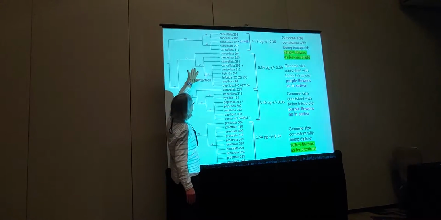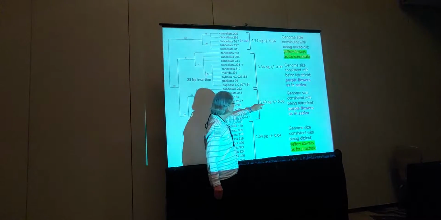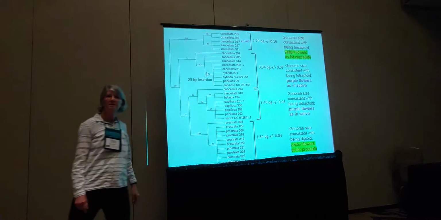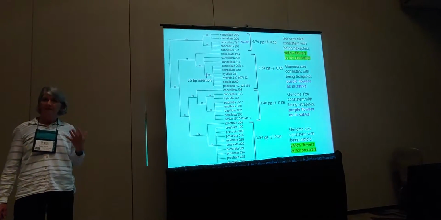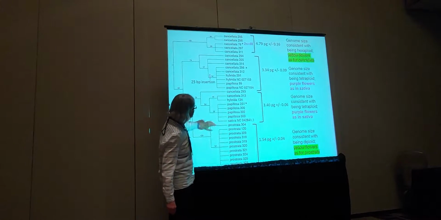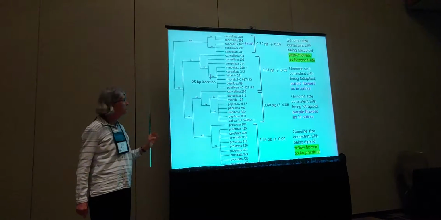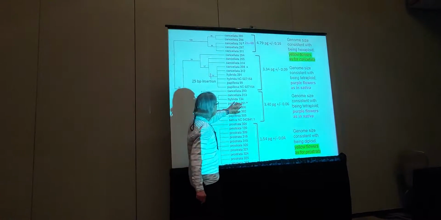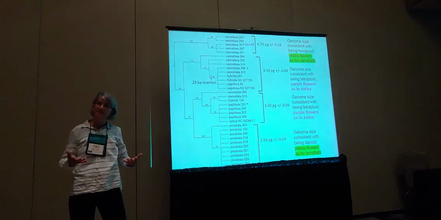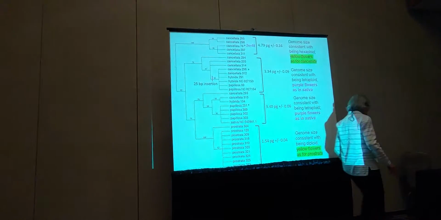Now what you see, though, is in this clade and this clade, you see purple flowers as in sativa, and a genome size that supports the hypothesis that it's a tetraploid and not a hexaploid. Here's a starred one and a starred one, and I'll show you pictures of those in a minute. Actually, not this one, and that one at the top. Okay, so that you can see the morphological differences that confirm the difference.